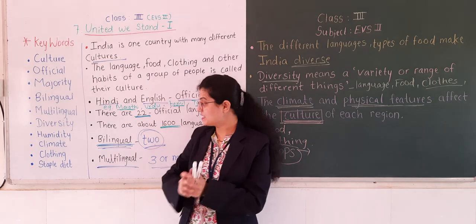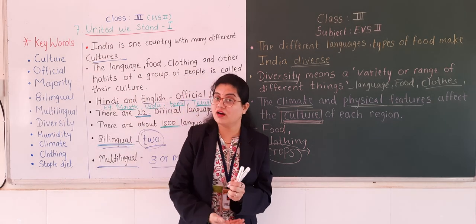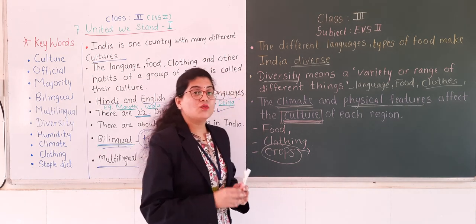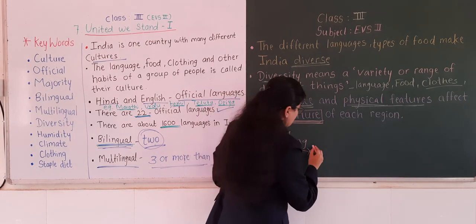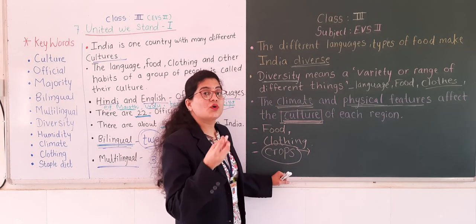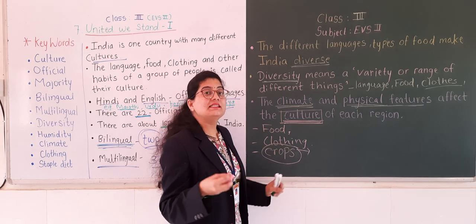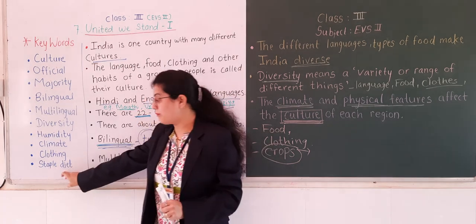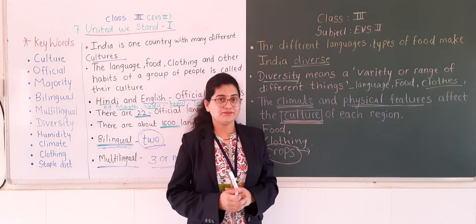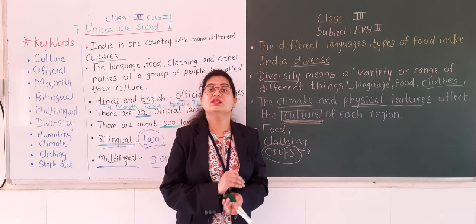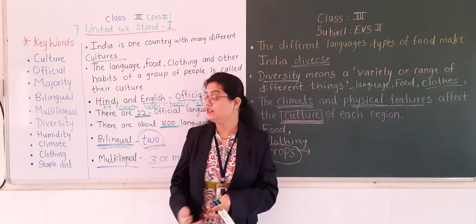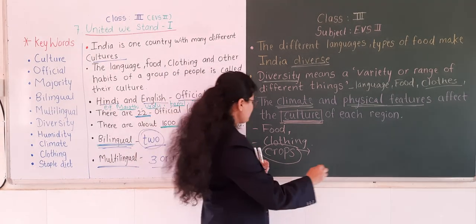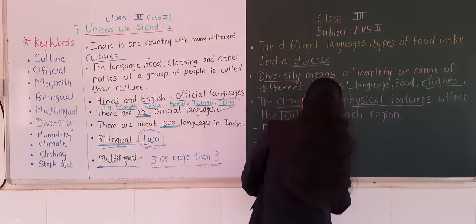So we can say the staple diet is nothing but the food which is easily available in the region. Okay, what is staple diet? In the region, the crop which is grown in a large amount or which is easily available in that particular region is known as the staple diet. Here in Maharashtra we grow jowar and bajra, so we have that as our staple diet. Alright, good.